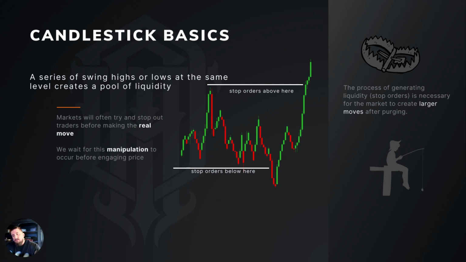Why does it do this? Well, because the market runs on liquidity. It needs losers in order for the big fish to win. We know that a majority of retail traders lose. So when we use that logic, we have to figure out how do we go against what the majority do. So the process of generating liquidity through the use of stop orders is necessary for the market to create larger moves after it purges that liquidity.